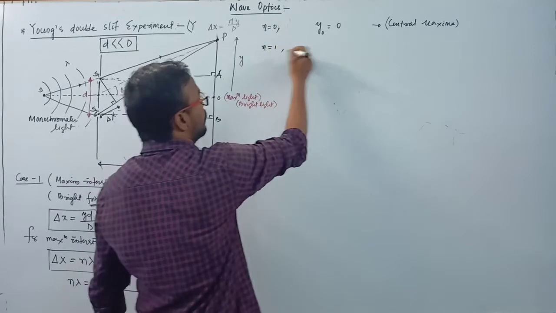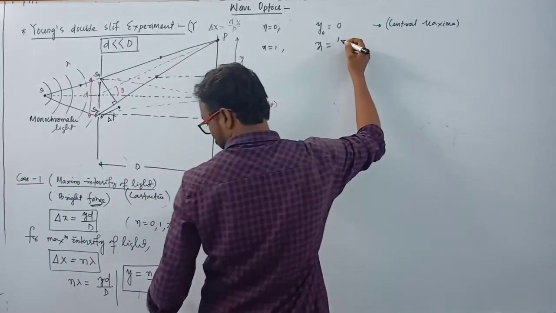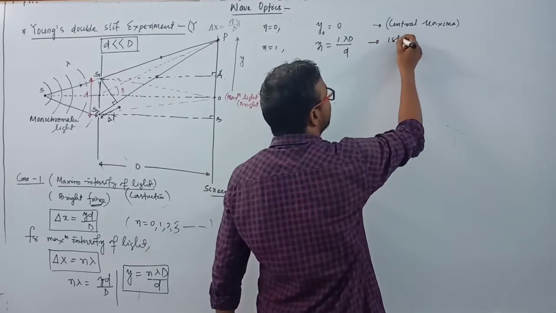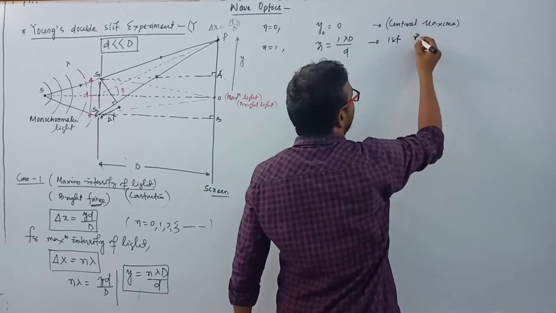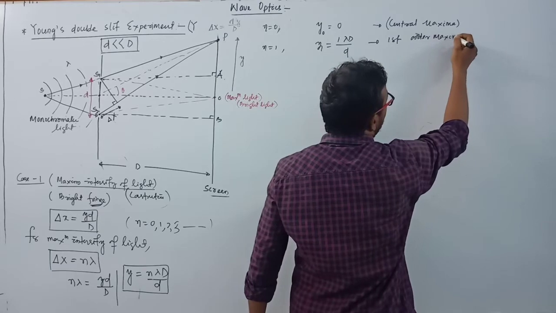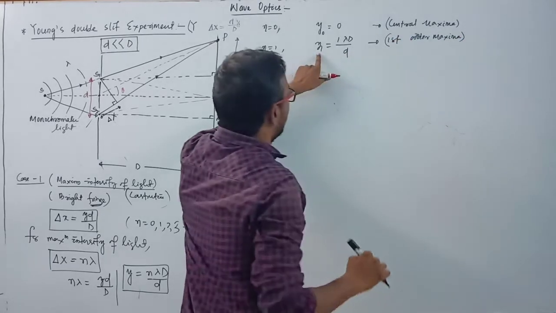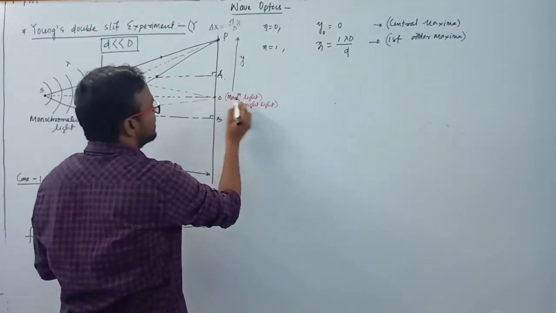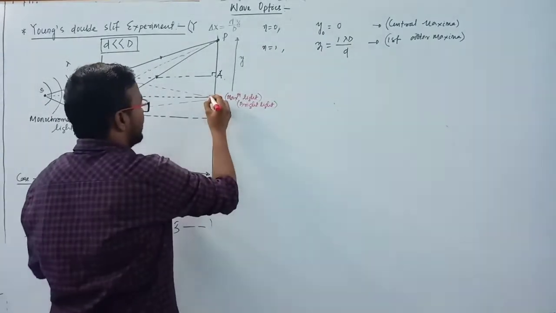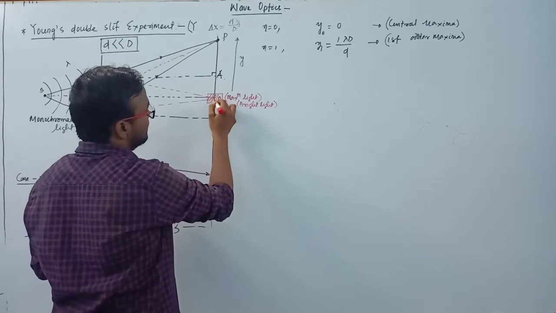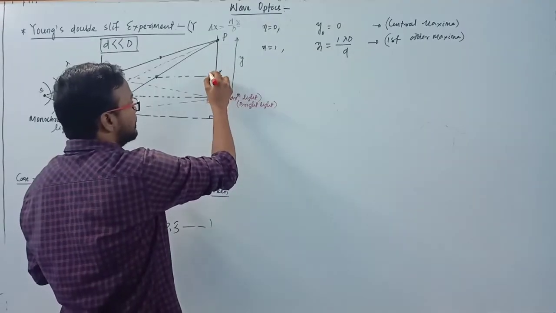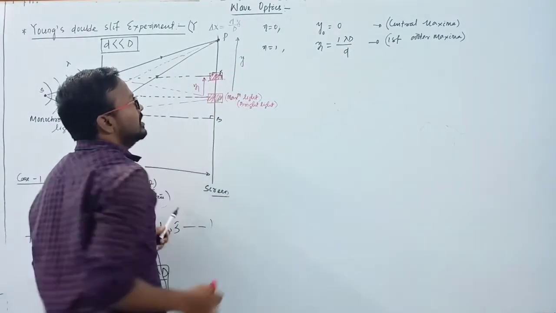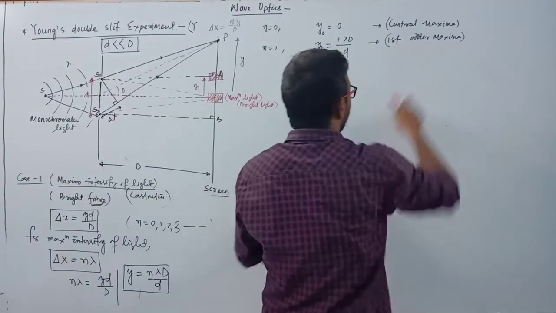Again, where n equal to 1, y1 equal to 1 into lambda D by d, and this is known as first order maxima, at a distance of y1 equal to lambda D by d from this point O. Clear? So suppose this point is first maxima, where we get maximum intensity of light. This distance is known as y1, and we get the maximum intensity of light again. So this is known as first order maxima.